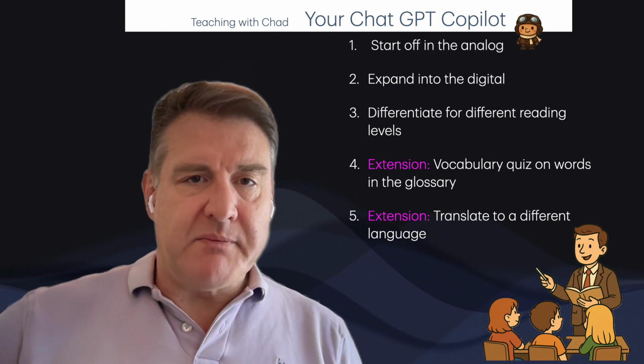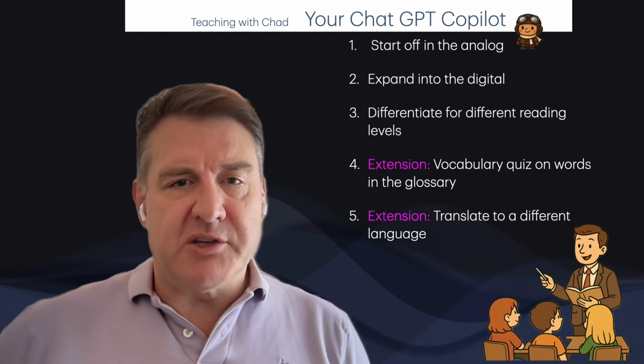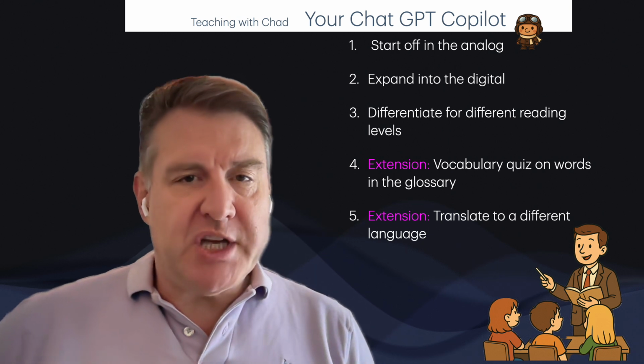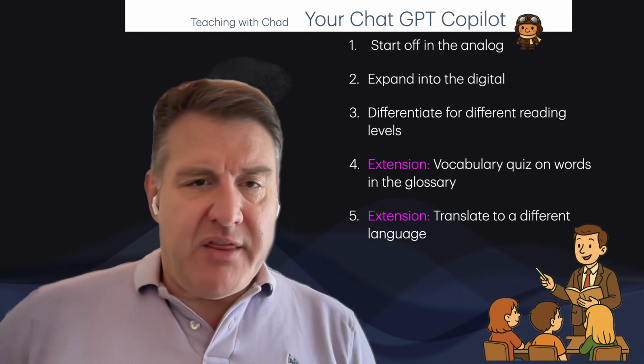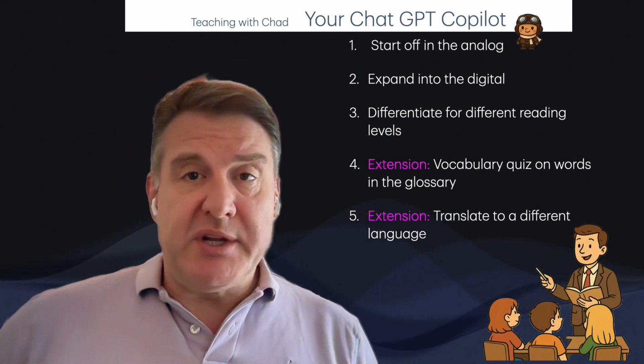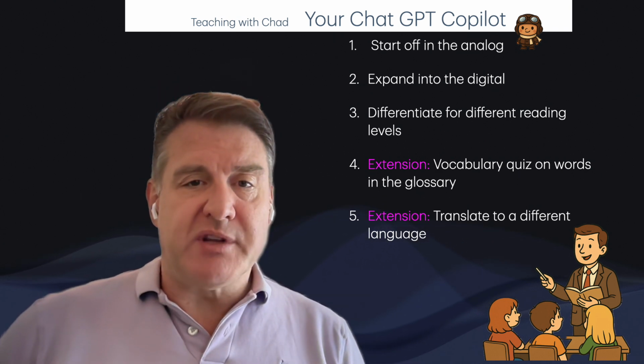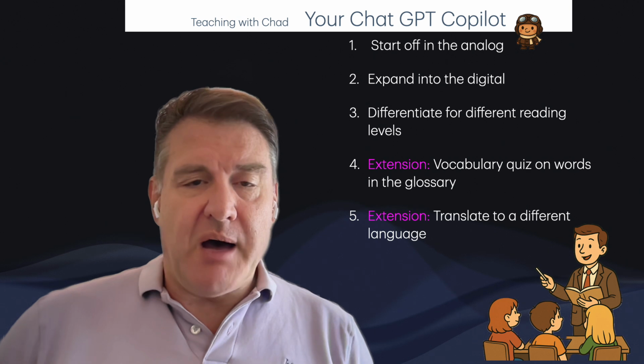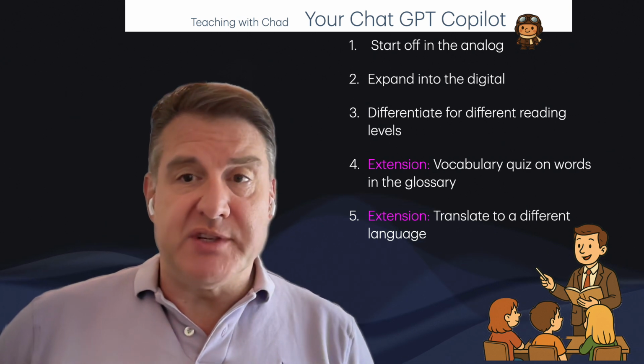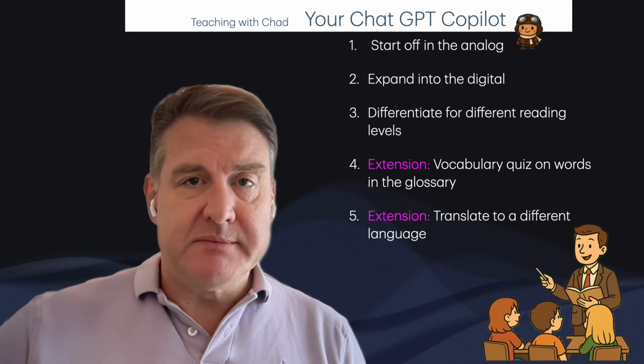All right, so in review, you're going to start off analog, you'll expand out to digital, differentiate for different learning levels. And then as extensions, you can easily put in a ChatGPT prompt to create a vocabulary quiz on the words that were in the glossary. And you could also translate it to different languages if you would like.